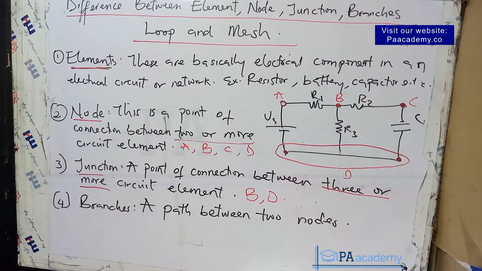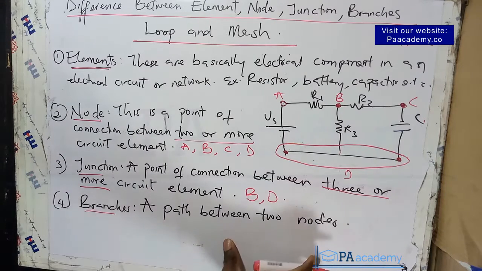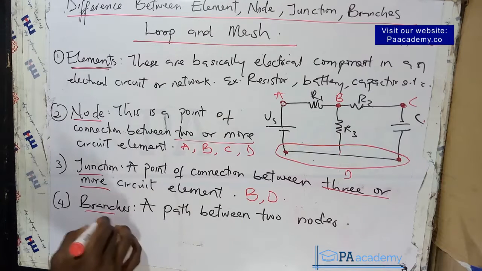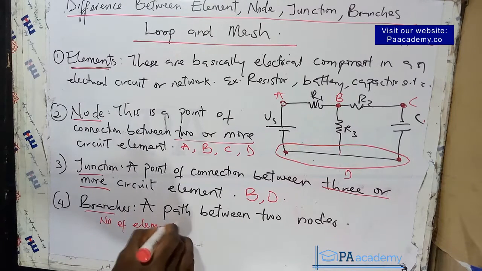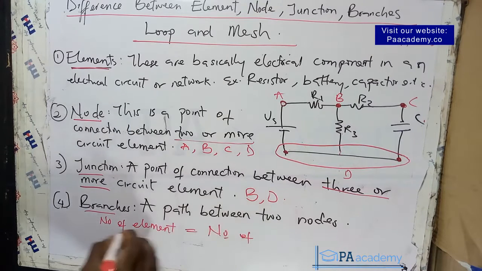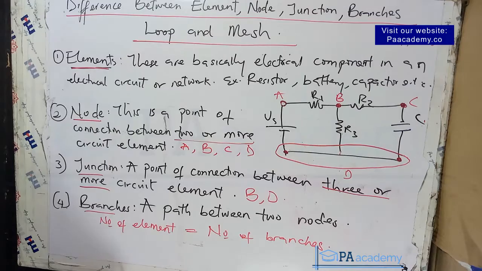So a path between two nodes. Now let's look at this. When we look at branches, for you to identify the branches, the simple thing to note is this: the number of elements is also equal to the number of branches. So in a circuit, if you have 5 elements, definitely you are going to have 5 branches. I hope that is clear.